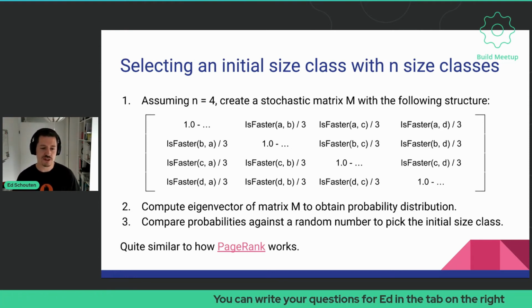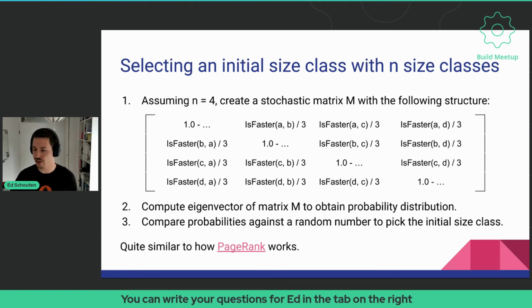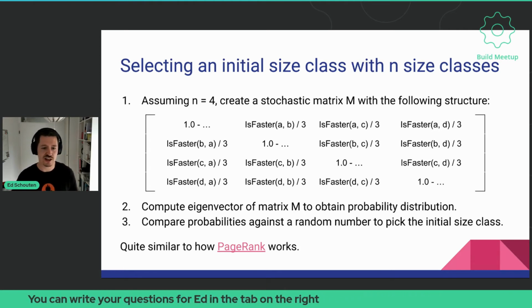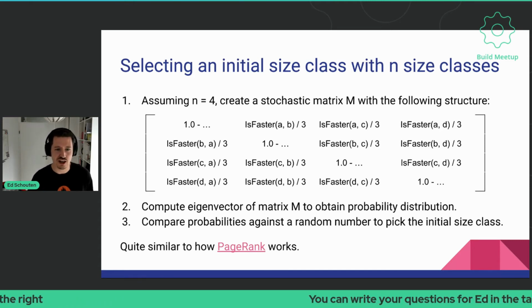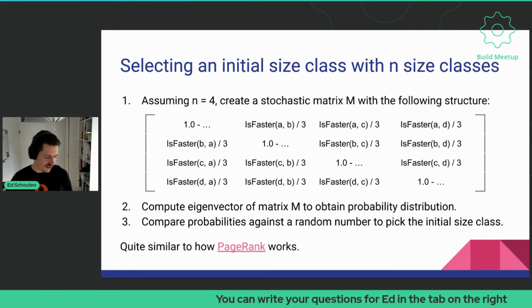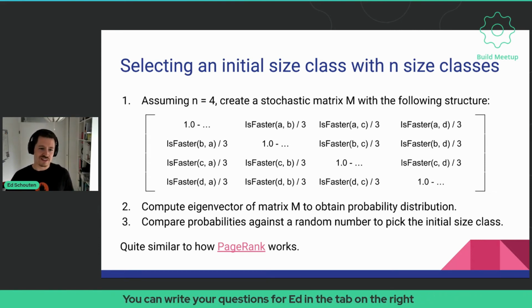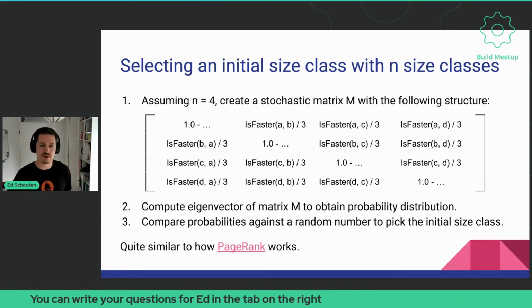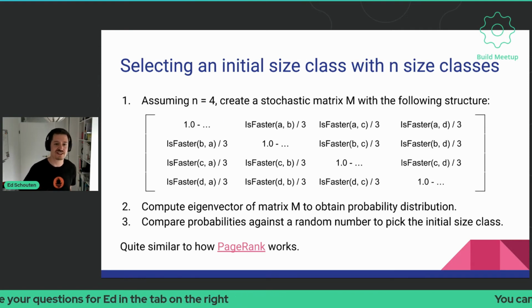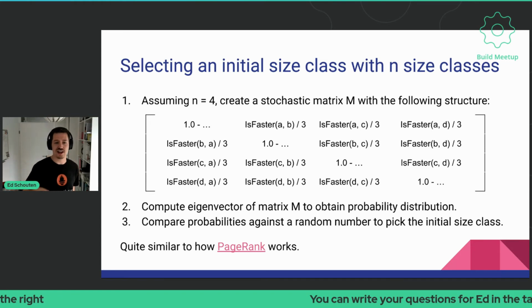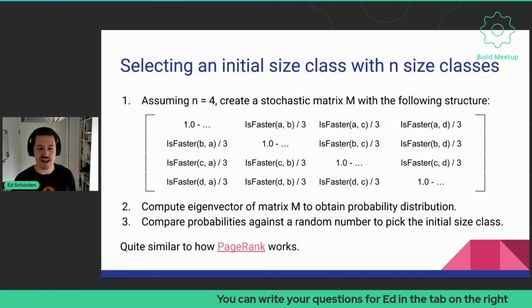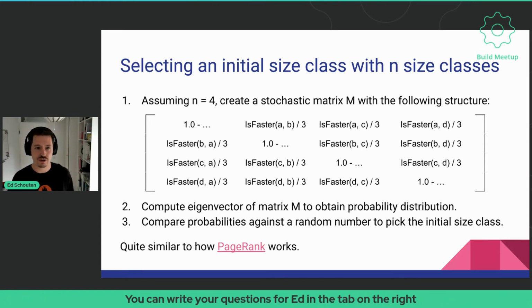And this is somewhat similar to how the PageRank algorithm works that search engines like Google used, at least in the past. We're basically creating our own mini internet consisting of, in this case, four web pages. Web pages normally have links to each other, but in this case it's size classes that can vote on each other and say, I think that this other size class is better than me at running this action, so I'm going to give it a higher score.